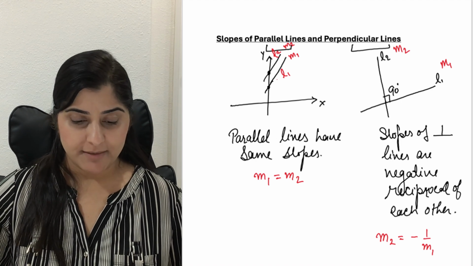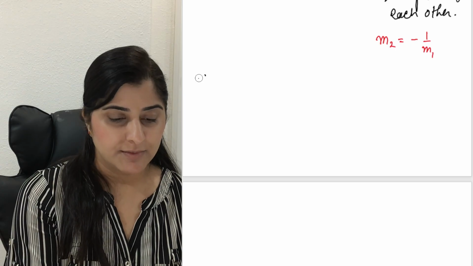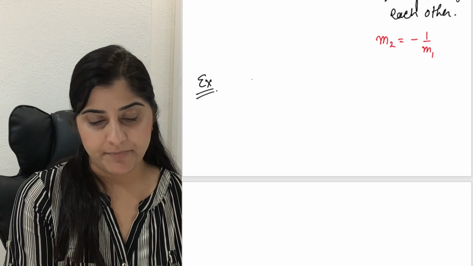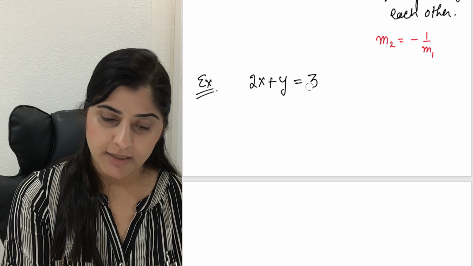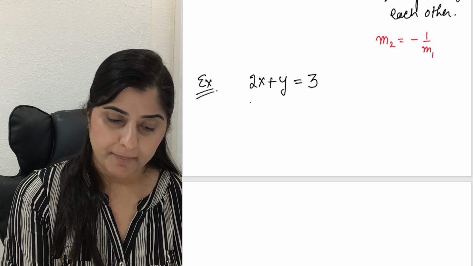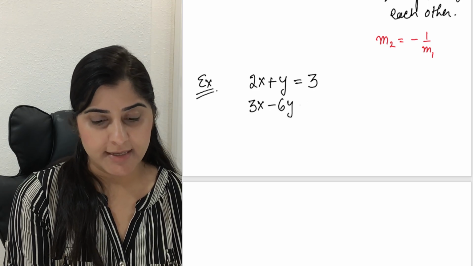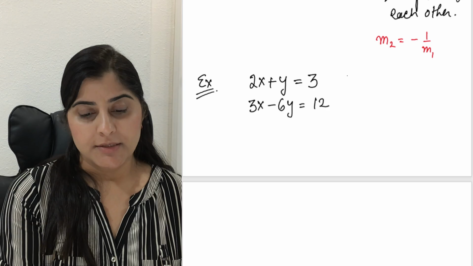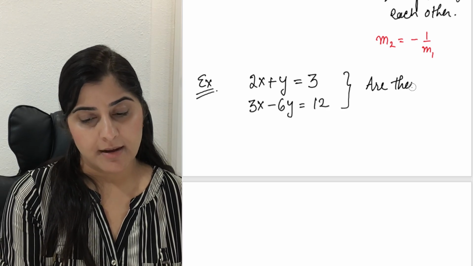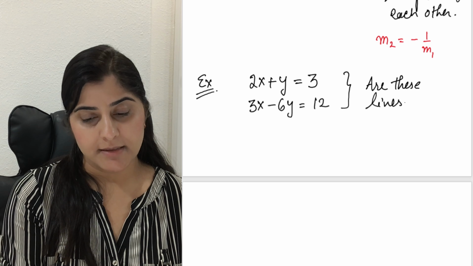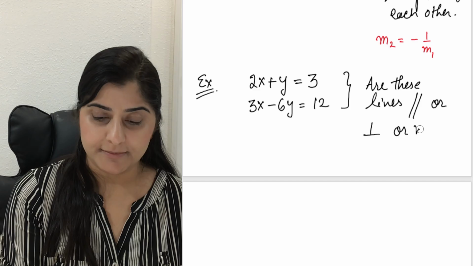So let's do one example where we will find the slope of two lines. So we are given two lines: 2x plus y is equal to 3 and 3x minus 6y is equal to 12. Are these lines parallel or perpendicular or neither?